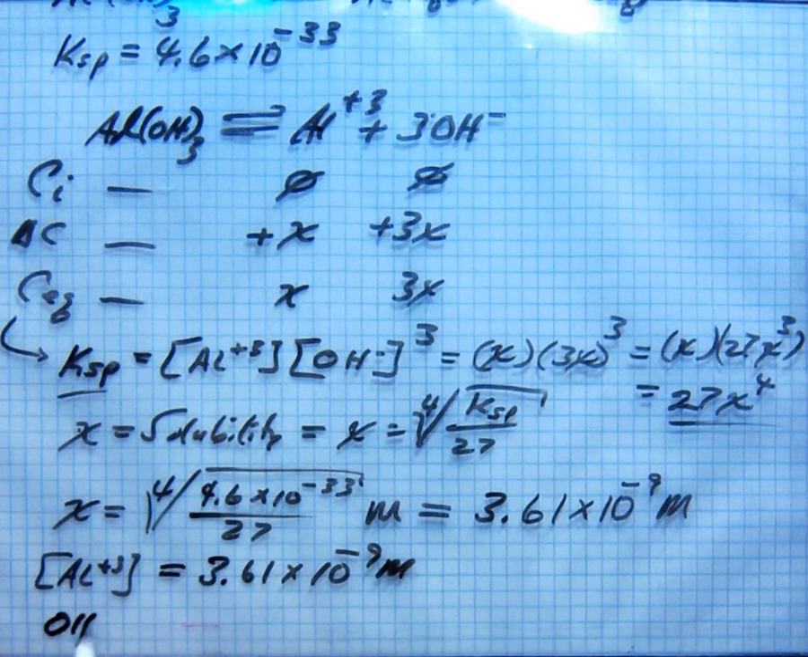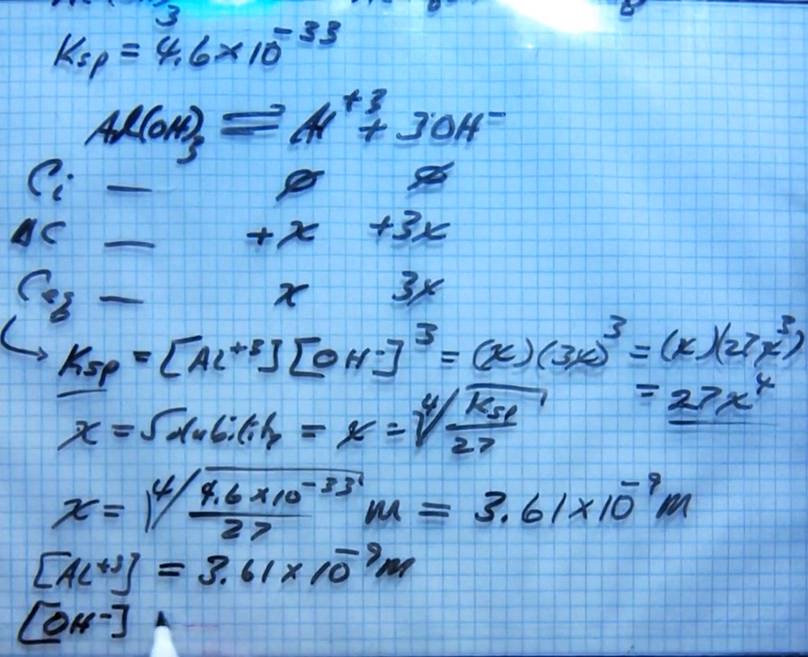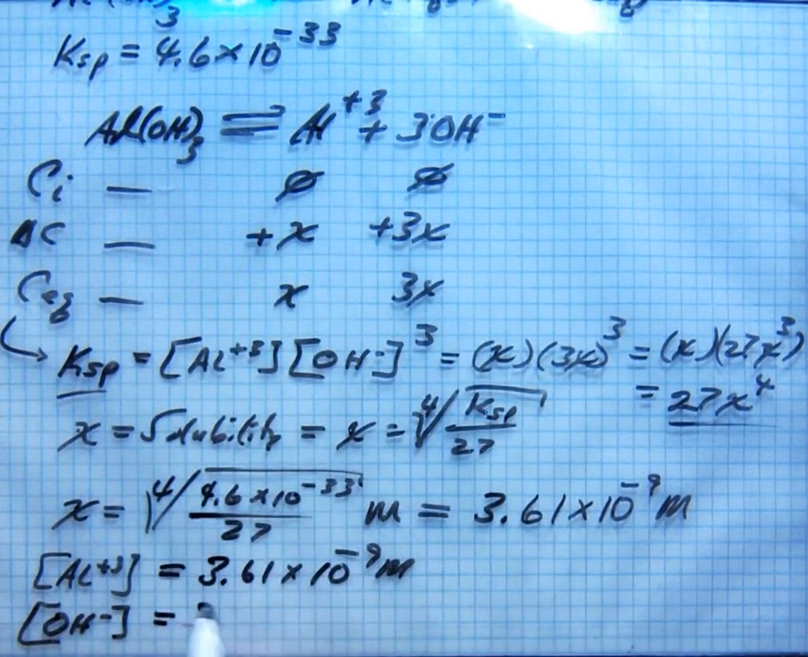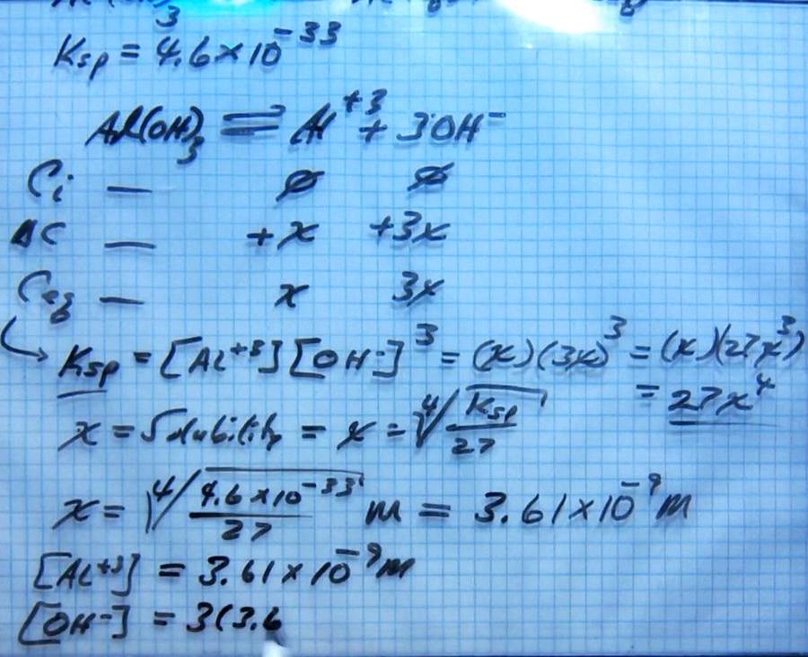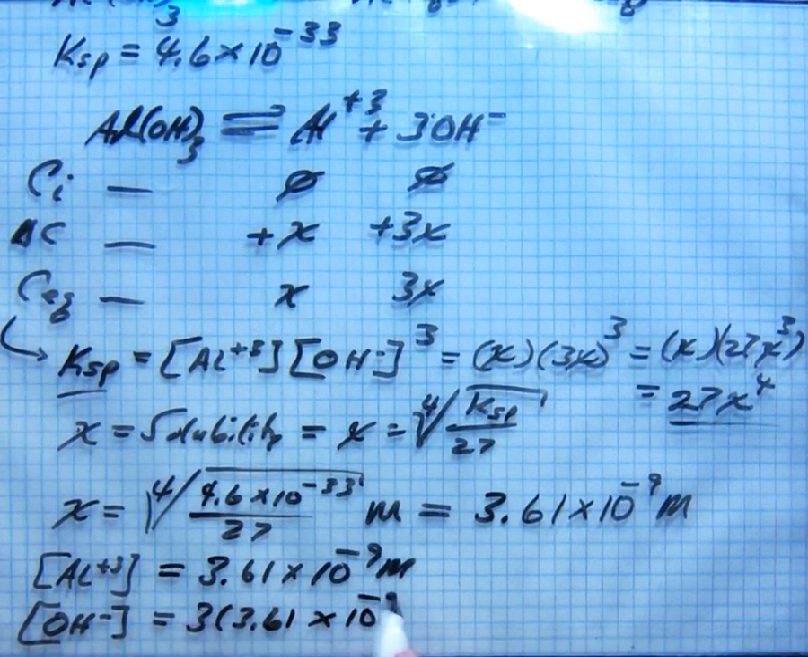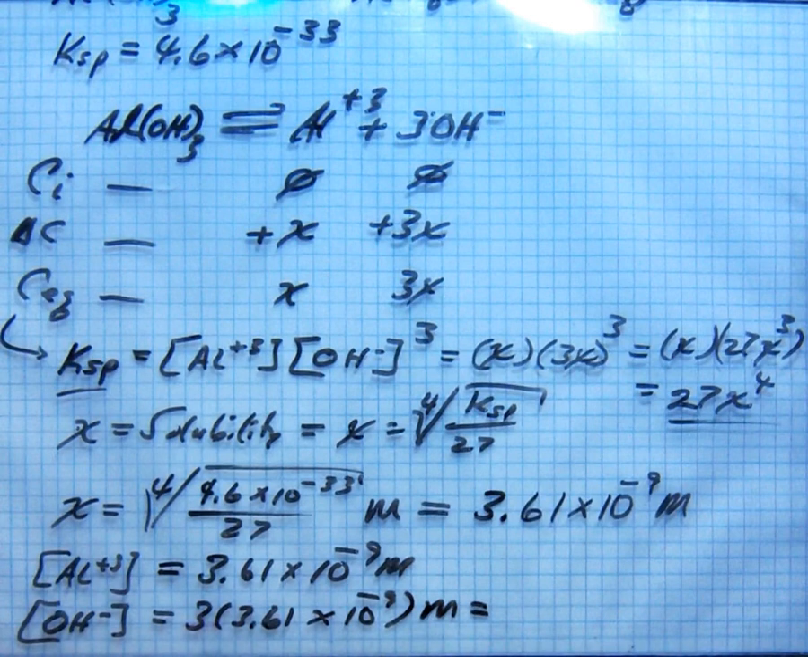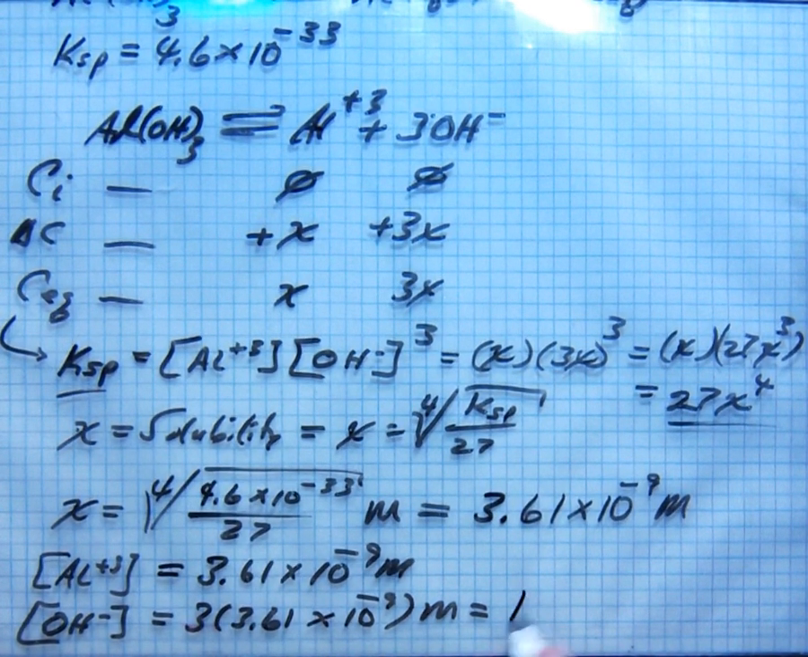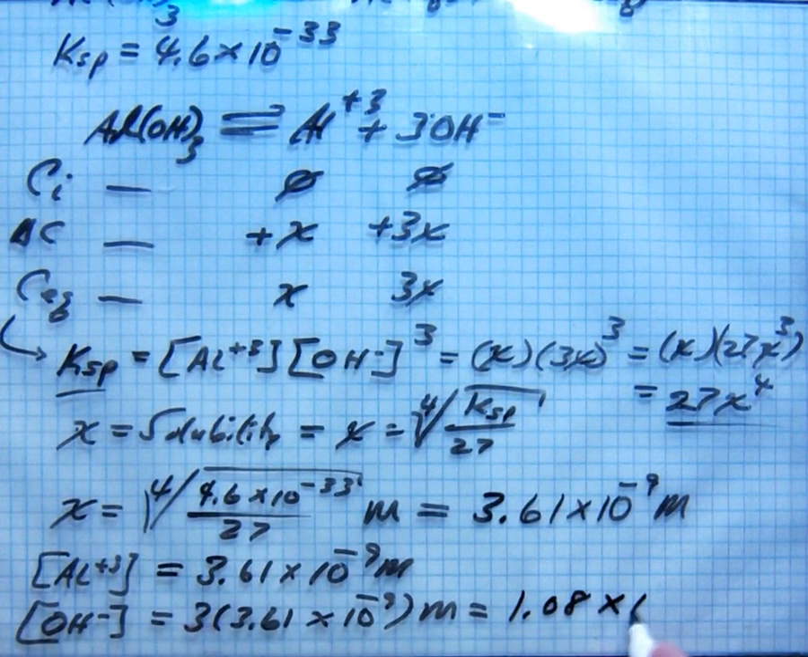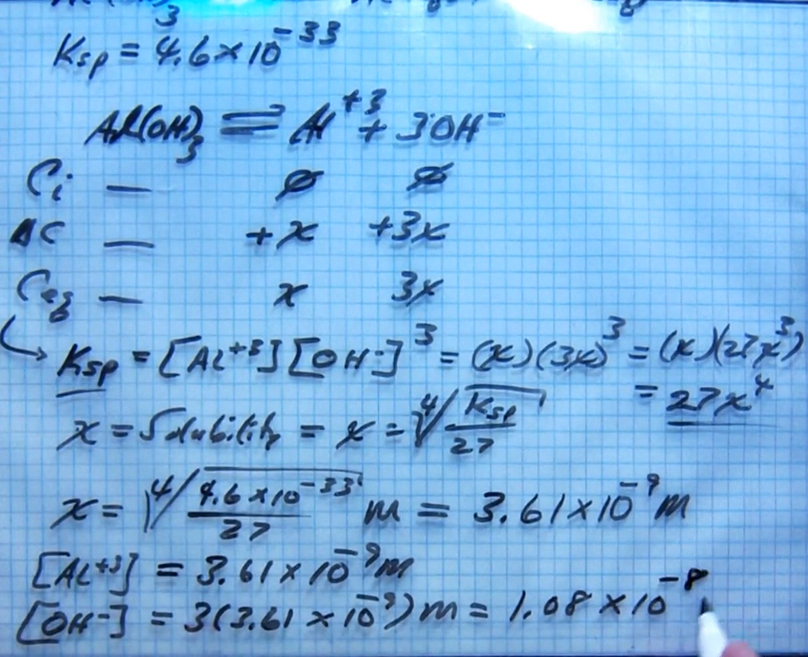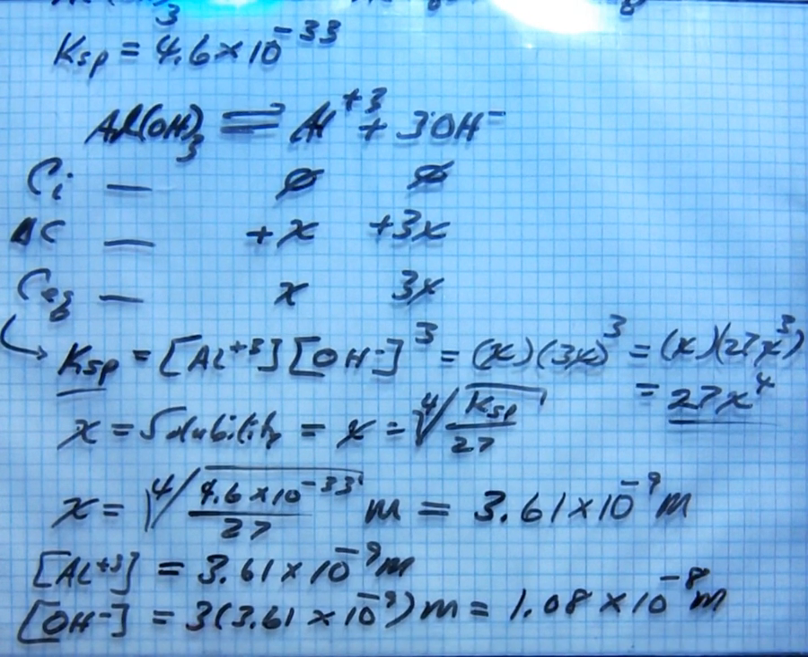What is the hydroxide concentration? It is 3 times 3.61 times 10 to the minus 9 moles per liter, and that's 1.08 times 10 to the minus 8 molar in hydroxides. Can you calculate a pH with that? Sure you can. pOH, and then 14 minus pOH gives you pH.